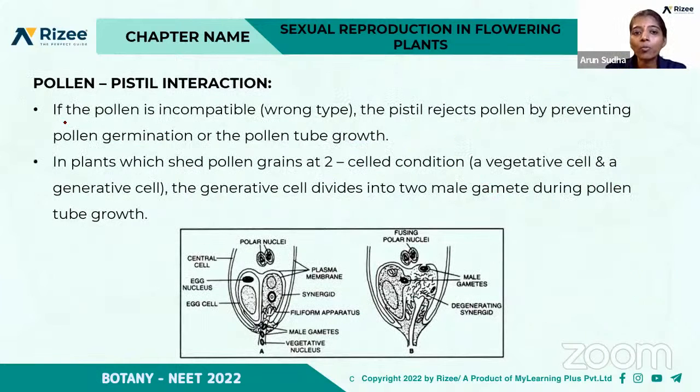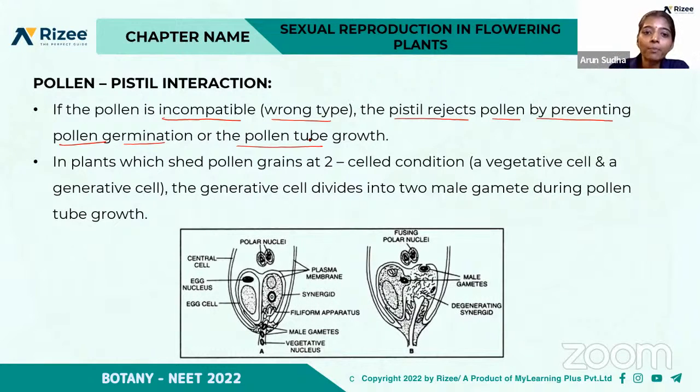So if the pollen is incompatible, what will happen? If it is the wrong type of pollen, what will happen? The pistil rejects the pollen by preventing pollen germination or pollen tube growth. Only if the right pollen lands on the stigma will there be formation of the pollen tube. But if the wrong type of pollen sits there, the pistil rejects it by preventing pollen germination or pollen tube growth. So there will be no pollen tube growth.